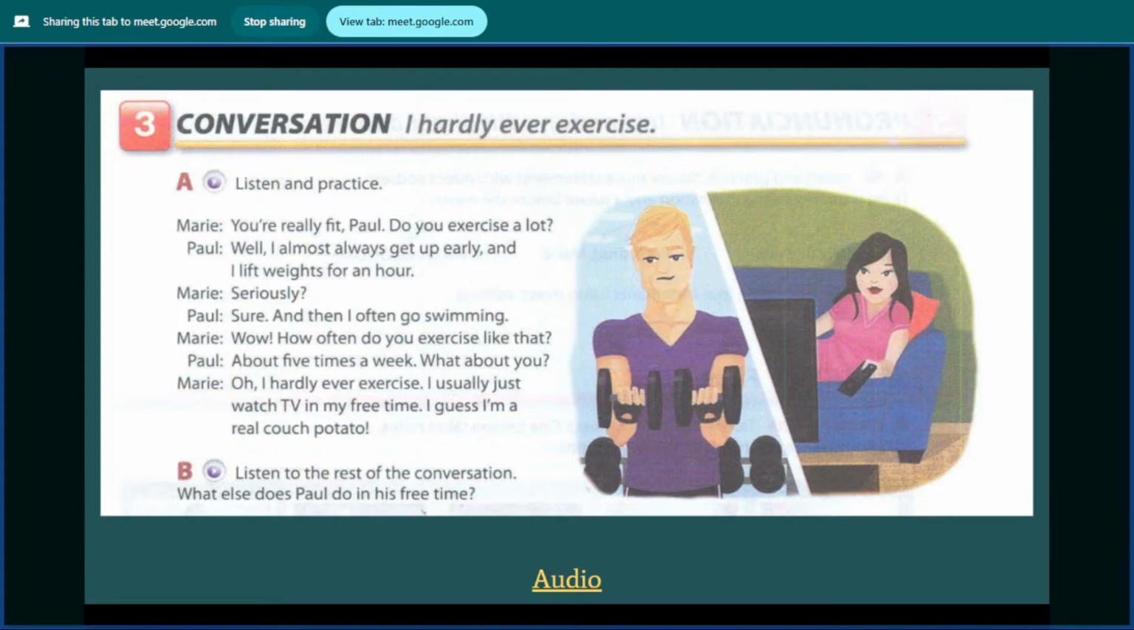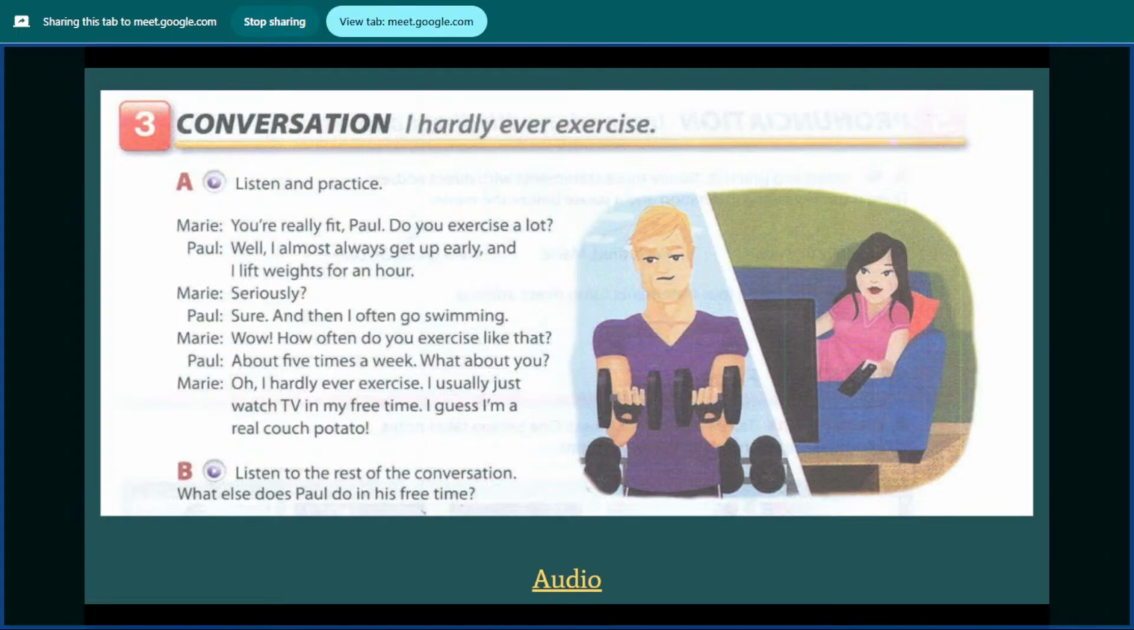Now again we are going to look at this phrase, how to use it. Don't worry, I hardly ever exercise. I usually just watch TV in my free time. So Sampada, the question that you had asked me, when do we use usually, we are going to learn it in today's unit. Okay, so I usually just watch TV in my free time. I guess I am a real couch potato.